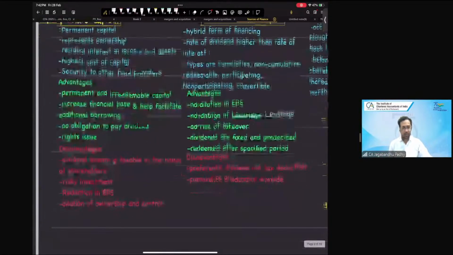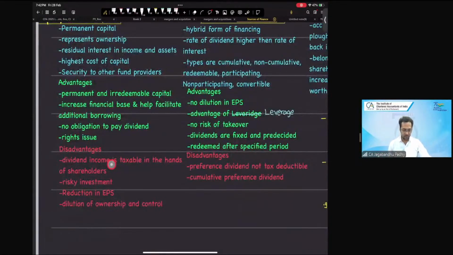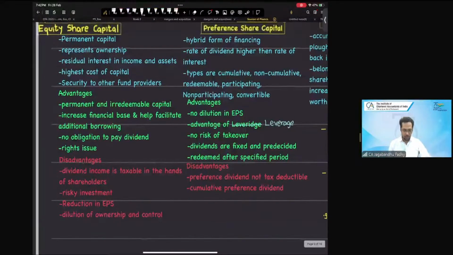Now, what are the disadvantages? Dividend is taxable in the hands of the shareholder, because as a shareholder, when you receive dividend, you will be required to pay tax on that. Risky investment. When you're putting money into equity share capital, you're essentially putting it into a risky investment area. If you issue more equity shares, your earnings per share will reduce, and also dilution of ownership and control will happen.